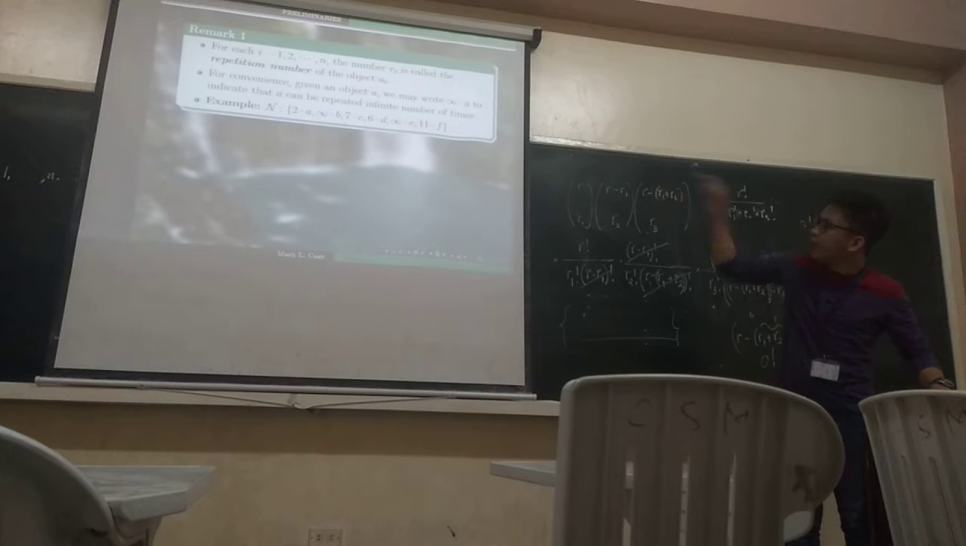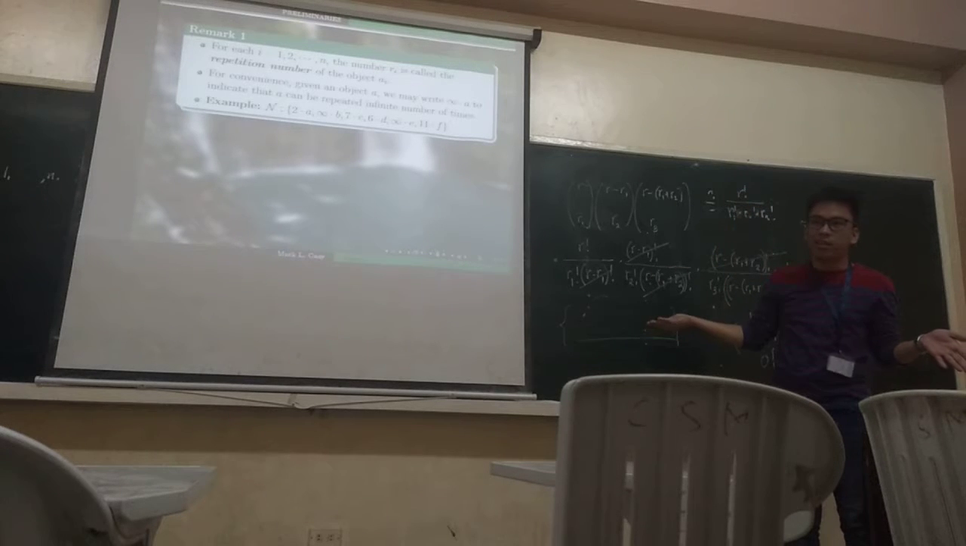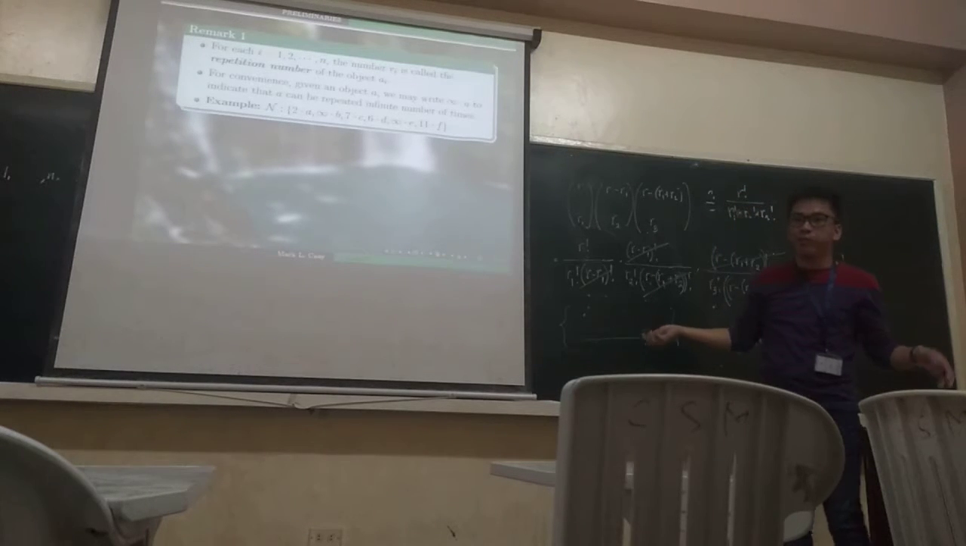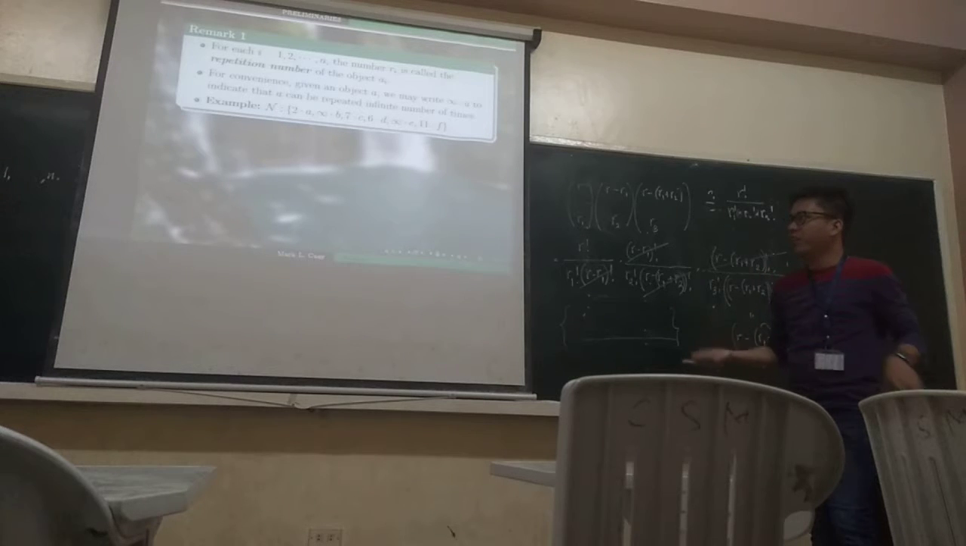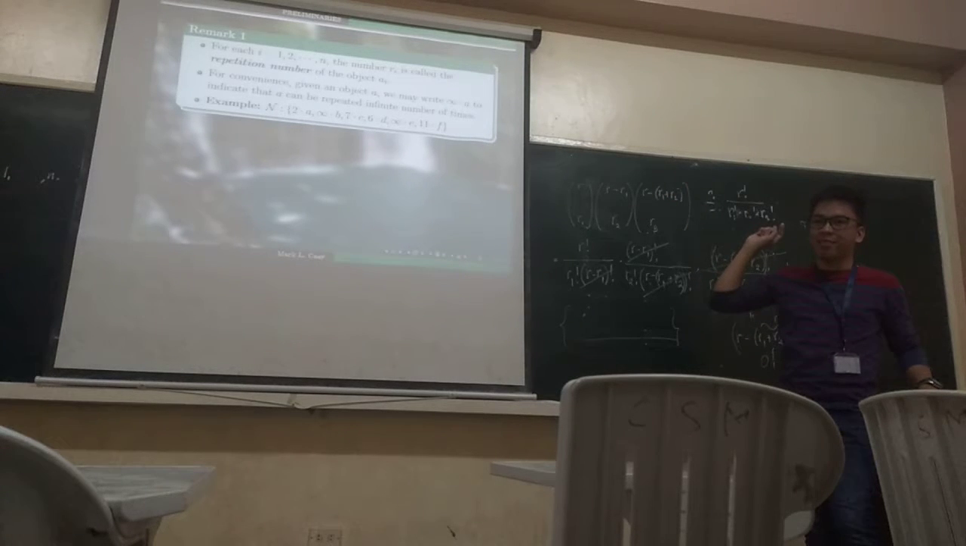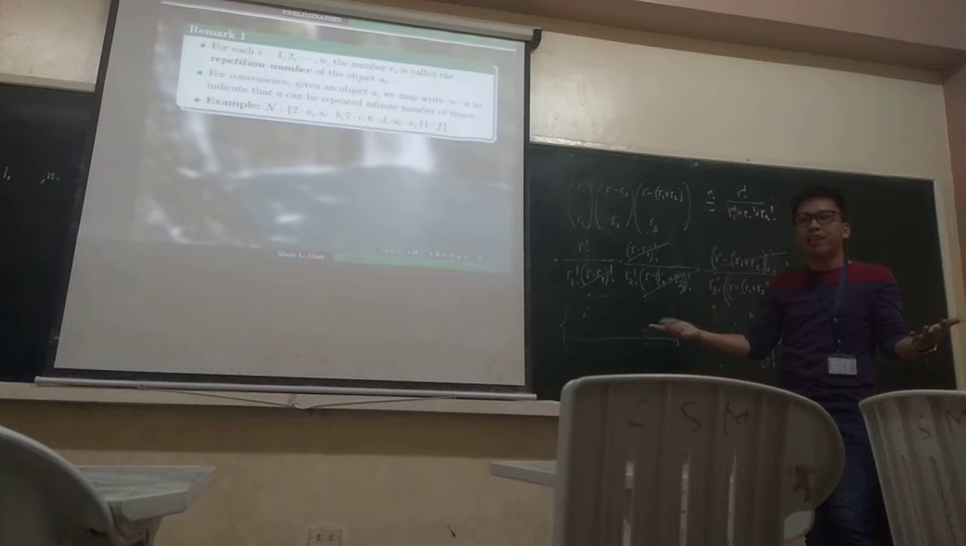For example, you have 2 times a, infinity times b. Technically this is not possible, but the infinity just represents the infinite number of times b appears. Don't be confused. It is only to represent the set, although technically the original set is infinite.